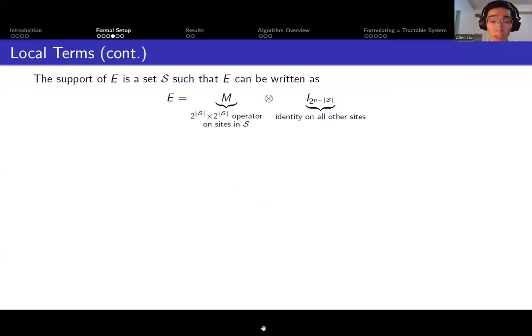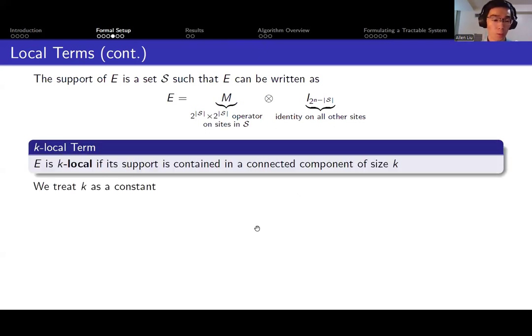More formally, the support of an operator E is a set S of the following form, such that this operator E can be written as some operator M that is a non-trivial 2 to the S by 2 to the S operator acting on only the subsystem of sites in S, tensored with identity on all the other sites.